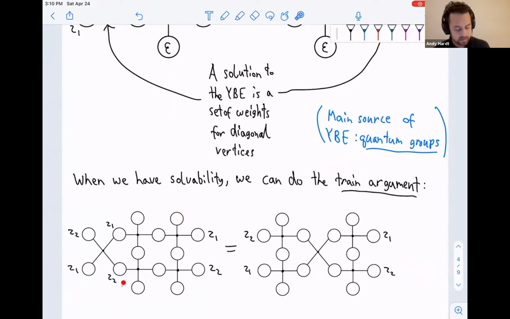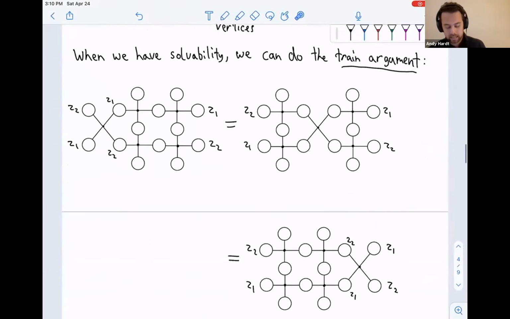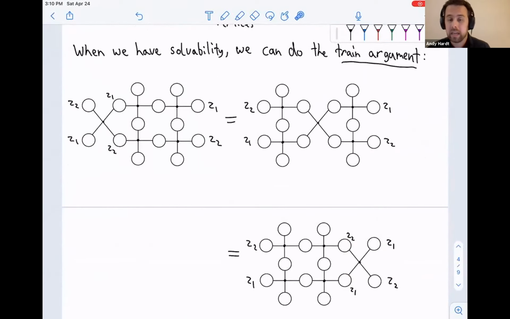But I've attached to the left of it this diagonal vertex. And if I apply the Yang-Baxter equation, I can push this vertex into the middle. And if I push it again, apply it again, I can push it over to the right. And what have I done here? What I've done actually is I've swapped the row parameters.